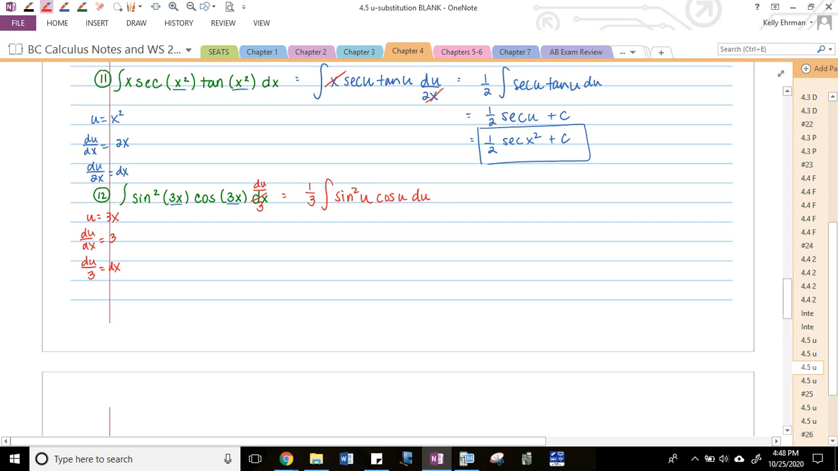I don't have any trig value that I know, like the derivative of that is sine squared cosine. But I do have a Pythagorean identity rearranged. Sine squared is equal to 1 minus cosine squared. So why don't we try that? 1 minus cosine squared of u times cosine of u.